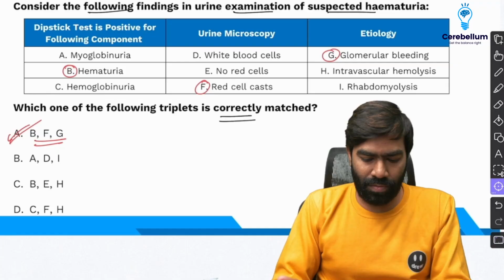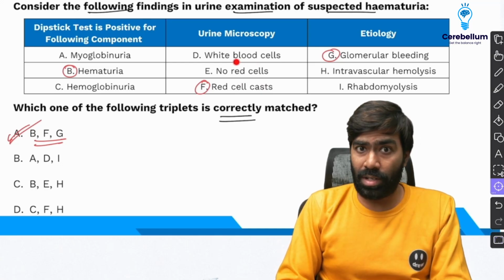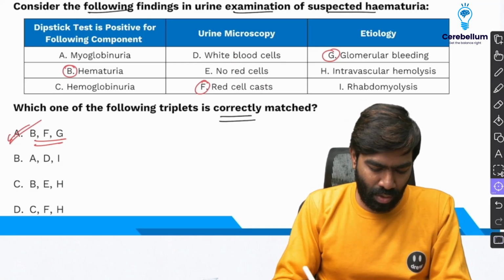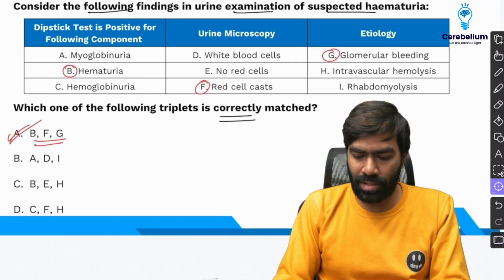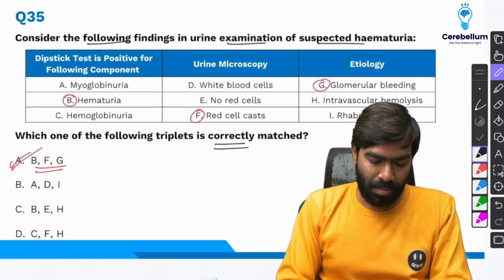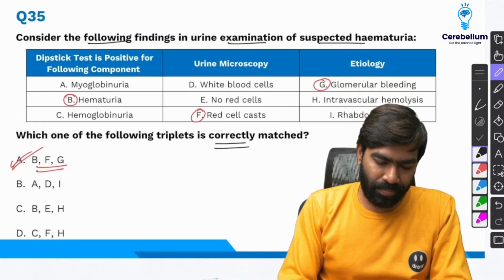That itself is wrong because white blood cell casts are commonly seen in patients with acute interstitial nephritis and probably in patients with pyelonephritis. B, E, and H, hematuria, they have given no red cells. Of course, that's wrong. B and E itself is not matching, so I can ignore this. C, F, and H. So hemoglobinuria, and they are given red cell casts. Of course, in hemoglobinuria, you don't even see red cells. It's just hemoglobin pigment. So that is also going to be a wrong match. So B, F, and G is a correct match. So I'll go for option A.